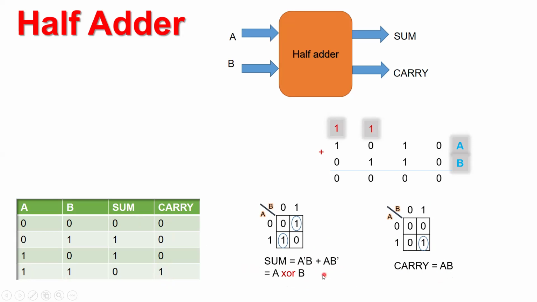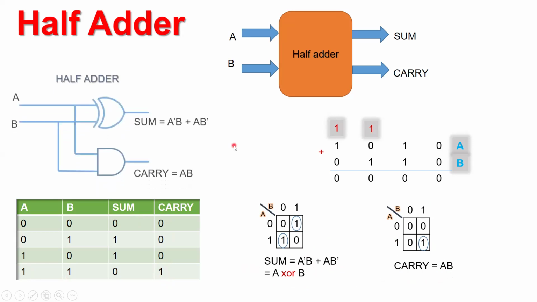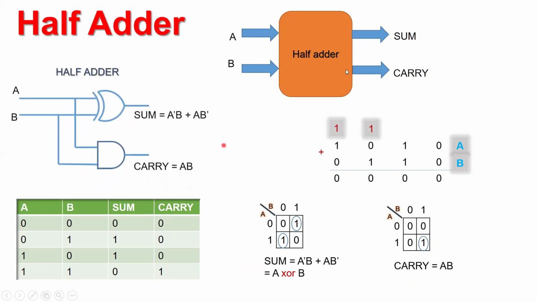So once we get the expressions for sum and carry, we see that we have got the half adder circuit, where A and B are the two inputs, sum is equal to A XOR B, and carry is A AND B. So A and B both inputs are coming from here. This is how a simple half adder circuit makes the additions, as shown over here.